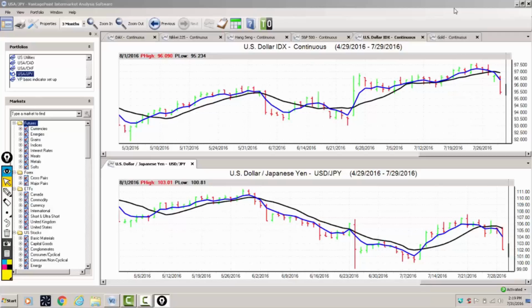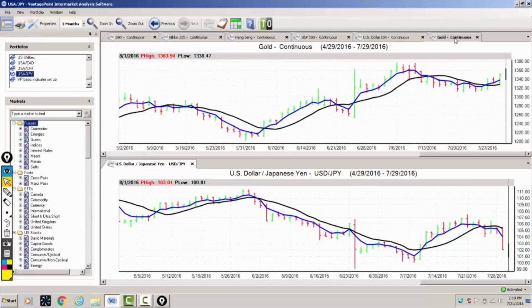None of that matters to me whatsoever. The intermarket correlations will trump them. And the other one here too is gold. When gold starts moving higher, that's a positive for the Japanese yen and a negative for the US dollar, which I showed at the beginning of the presentation.